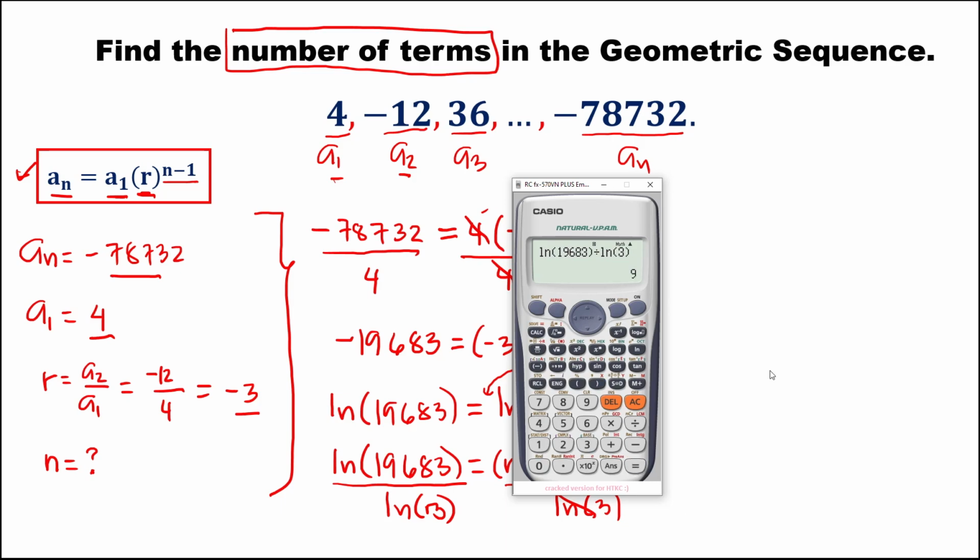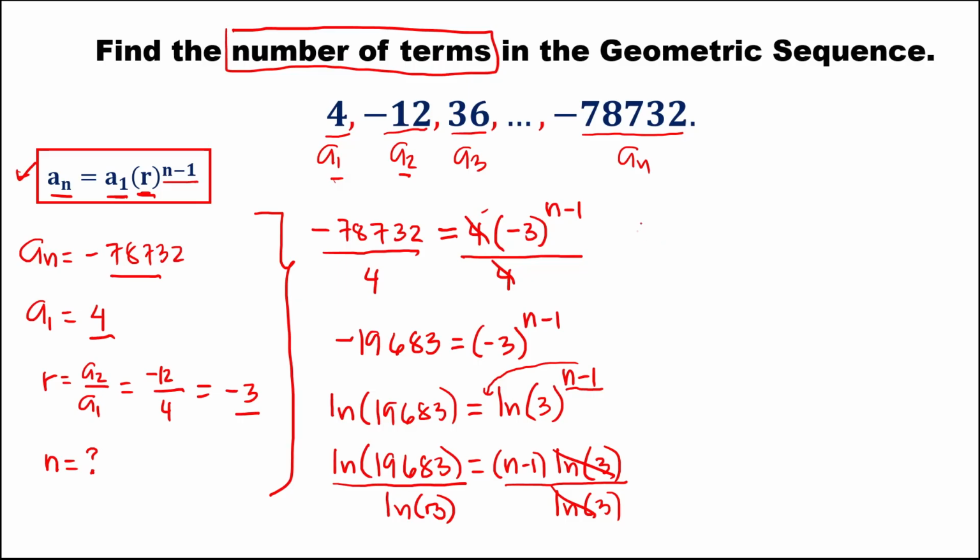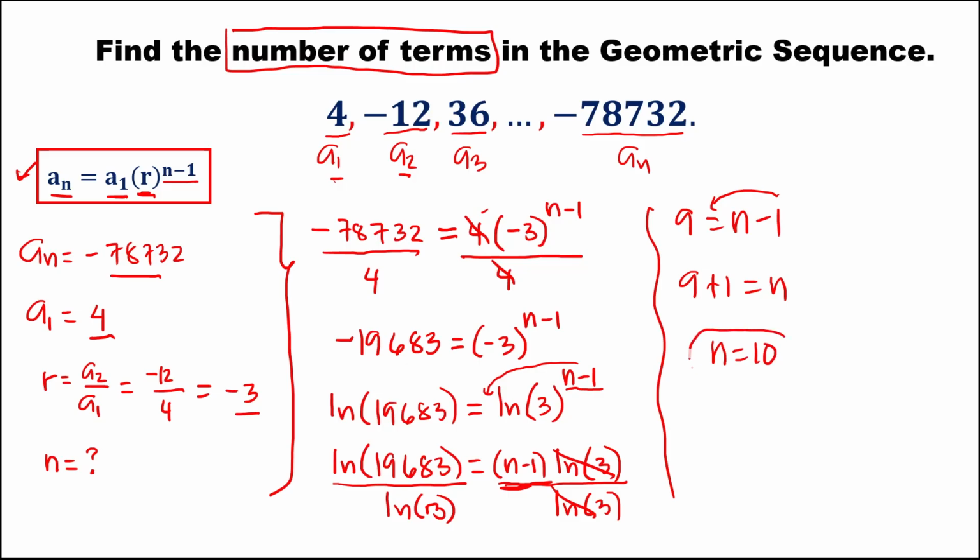So that's 9. This is equal to 9, which equals n minus 1. So we still have n minus 1. Then to solve for n, transpose this negative 1. So we have 9 plus 1 equals n. Therefore, there are 10 terms in this geometric sequence.